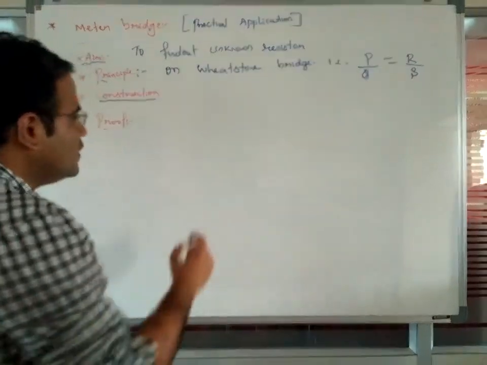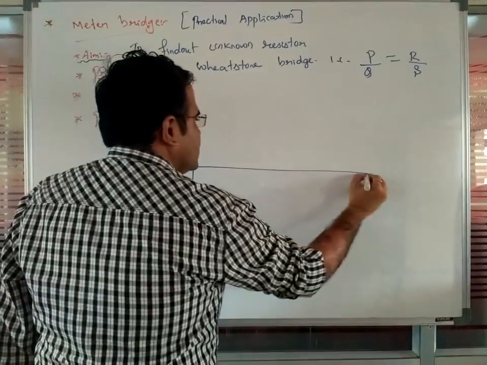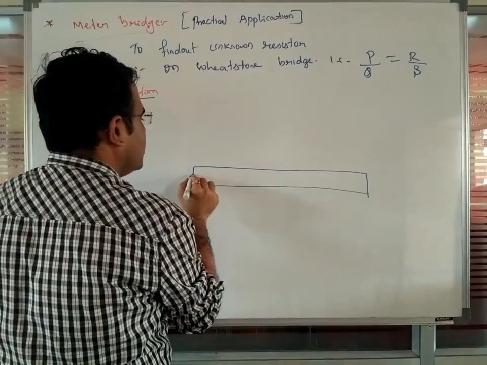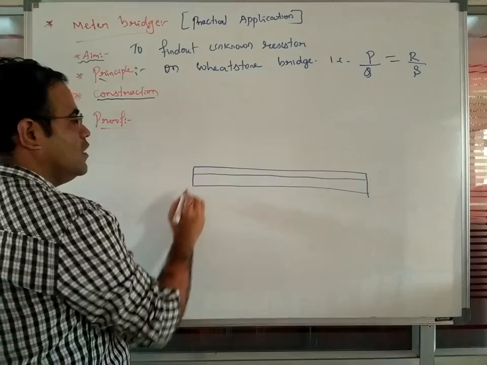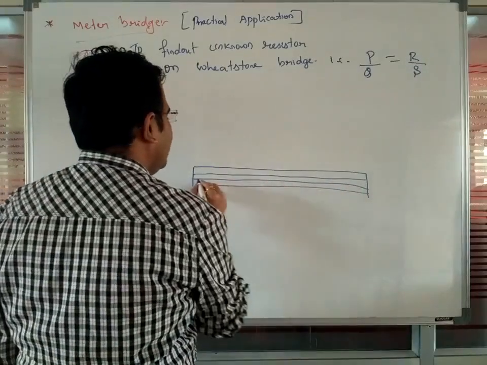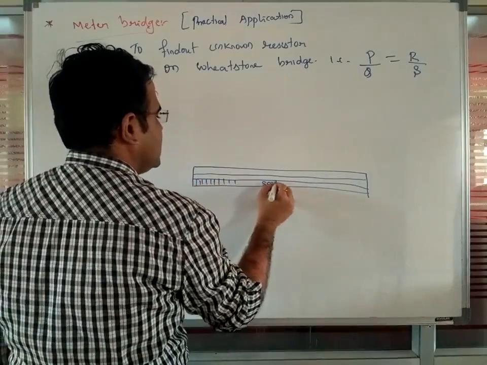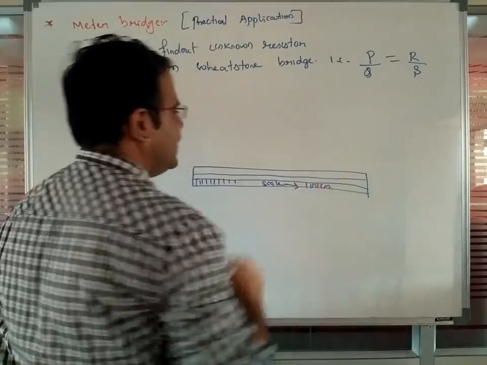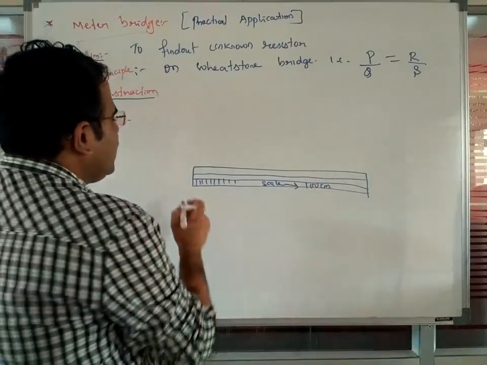So let us see. In order to identify this, we are going to observe. We are going to fix one meter scale. Consider this is a wooden board. On the wooden board, assume a 1 meter scale is fixed correctly. So this is a 1 meter scale, in the sense this is 100 centimeters. A 100 centimeter scale is fixed on it.